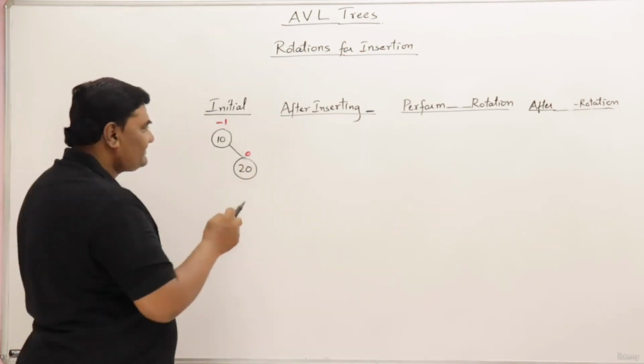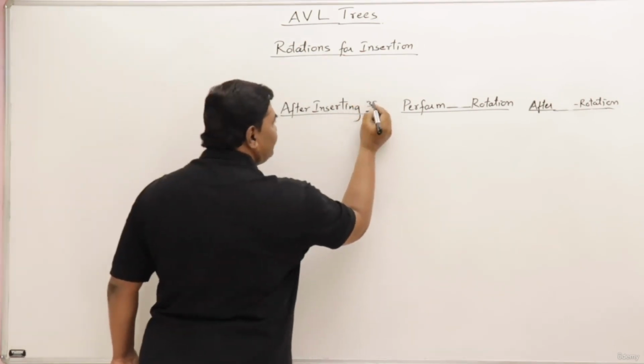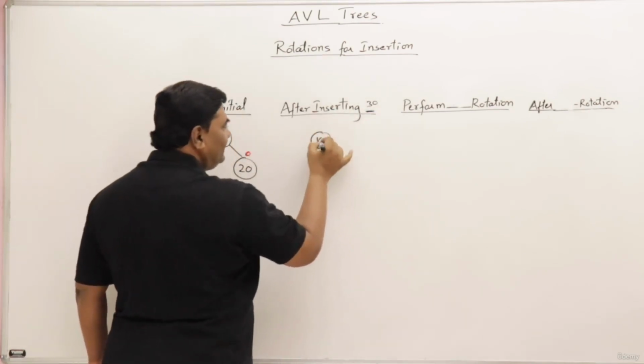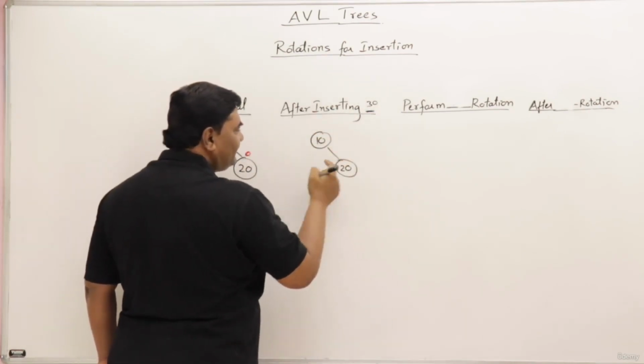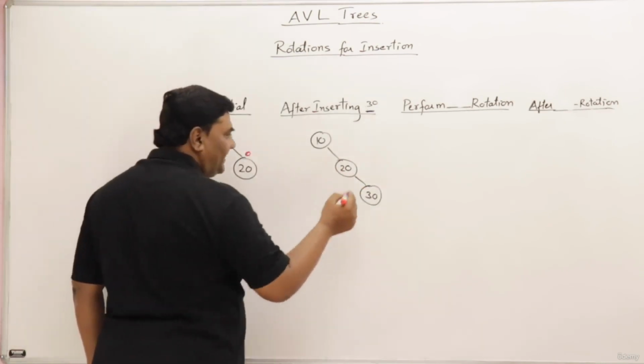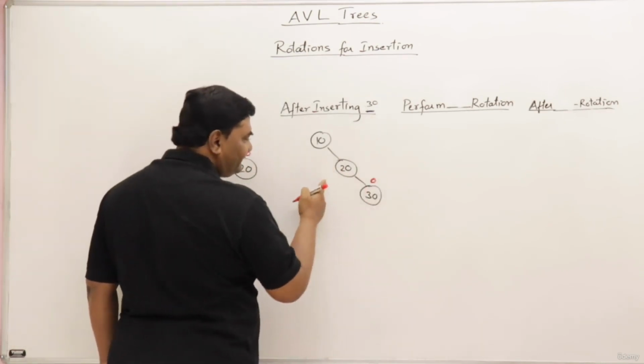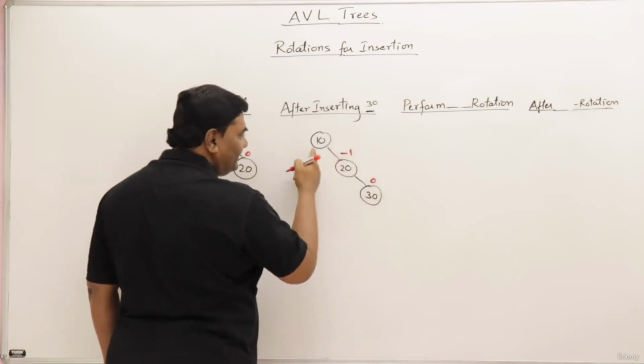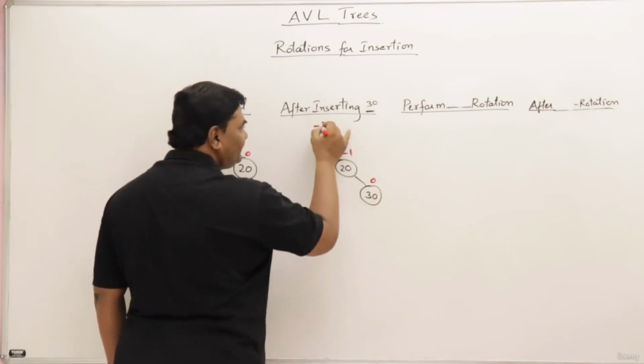So this is minus 1. Next, I will insert 30 in this one. So 10 and 20 are already there. So 30 is greater than 10 and greater than 20. So it comes on this side. Now the balance factor of this one is 0. This is 0 minus 1, so minus 1. This is 0 minus 2. So this is minus 2.